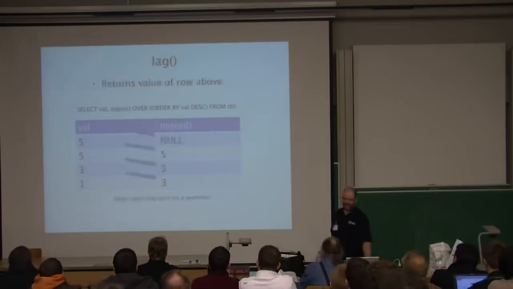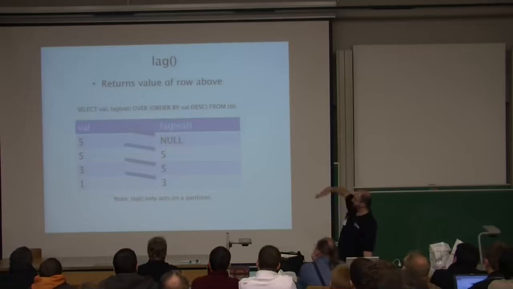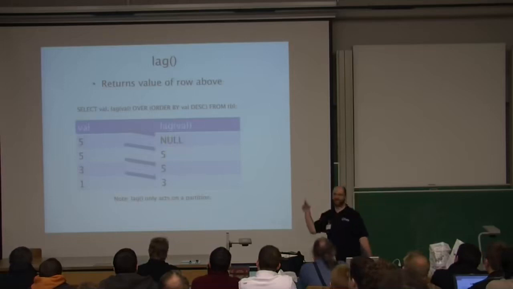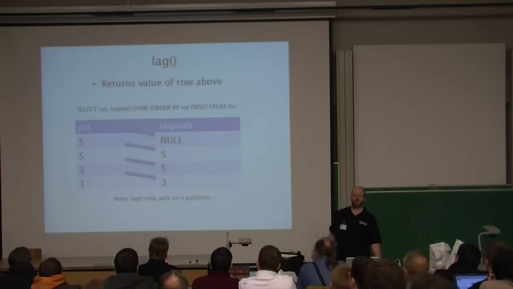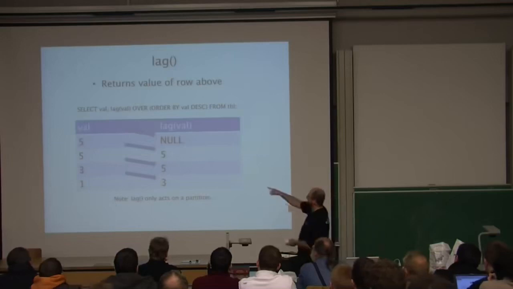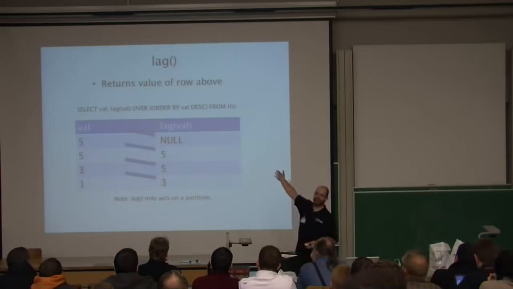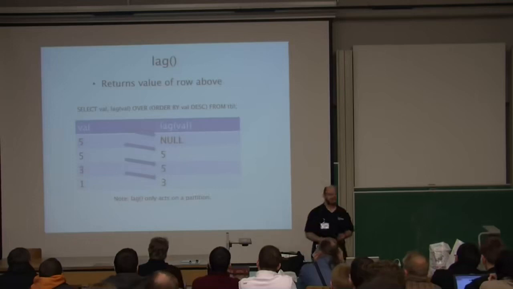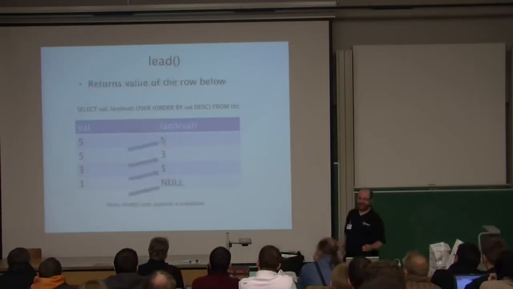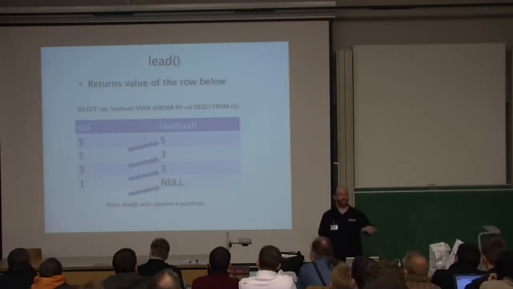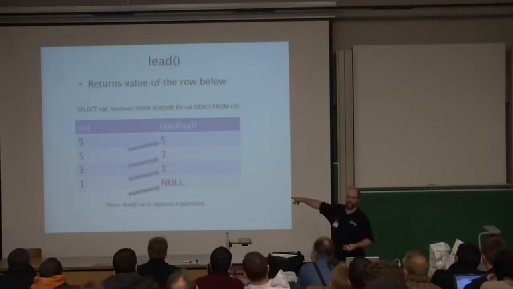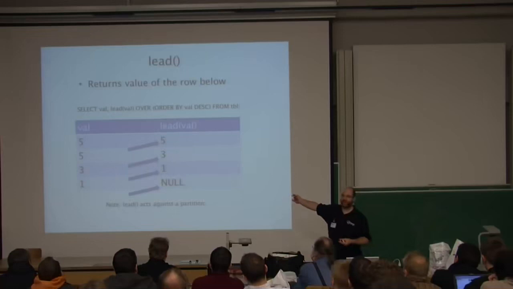Let's see, lag. This one's kind of handy. It basically returns the value of the row above, or you can parameterize it to say lag by how many rows. So the first one doesn't really have a row above, so its lag is null. Similarly, lead takes the row below, and of course the last one in the window doesn't really have a row below, so we have to call that null too.